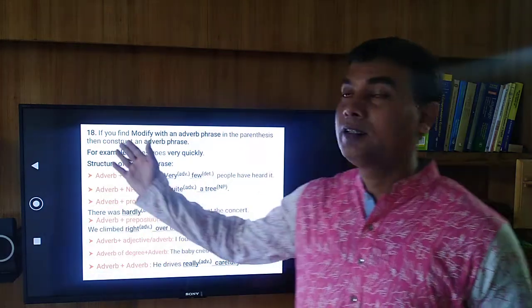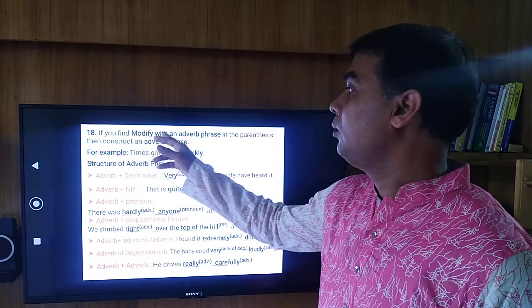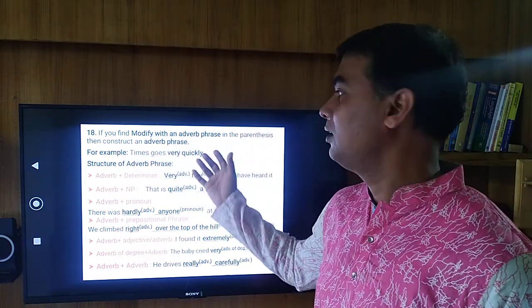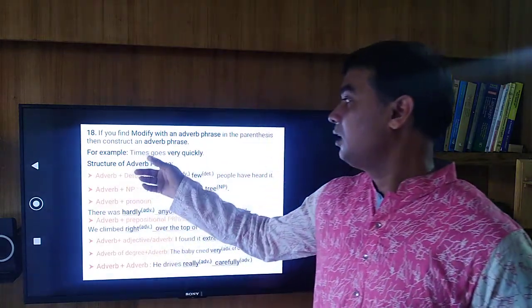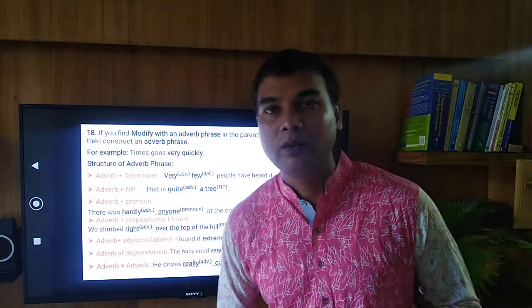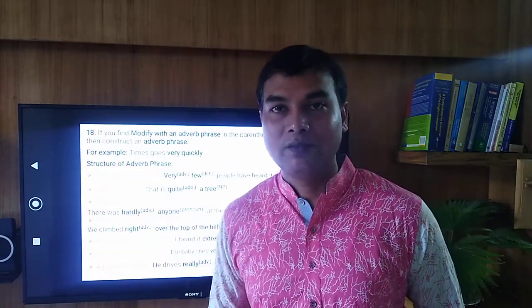Now, technique number 18. If you find modify with an adverb phrase in the parenthesis, in the bracket, then you will construct an adverb phrase. For example, time goes very quickly. Here, very quickly is an adverb phrase. Now you need to know how to construct an adverb phrase. Okay? There are several ways to construct an adverb phrase.